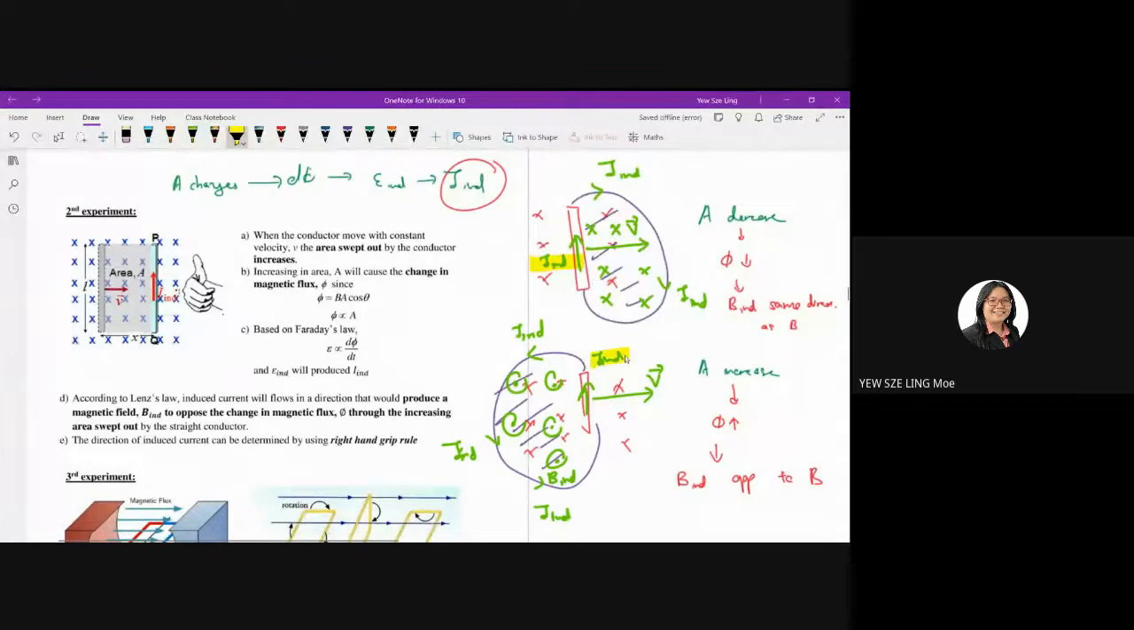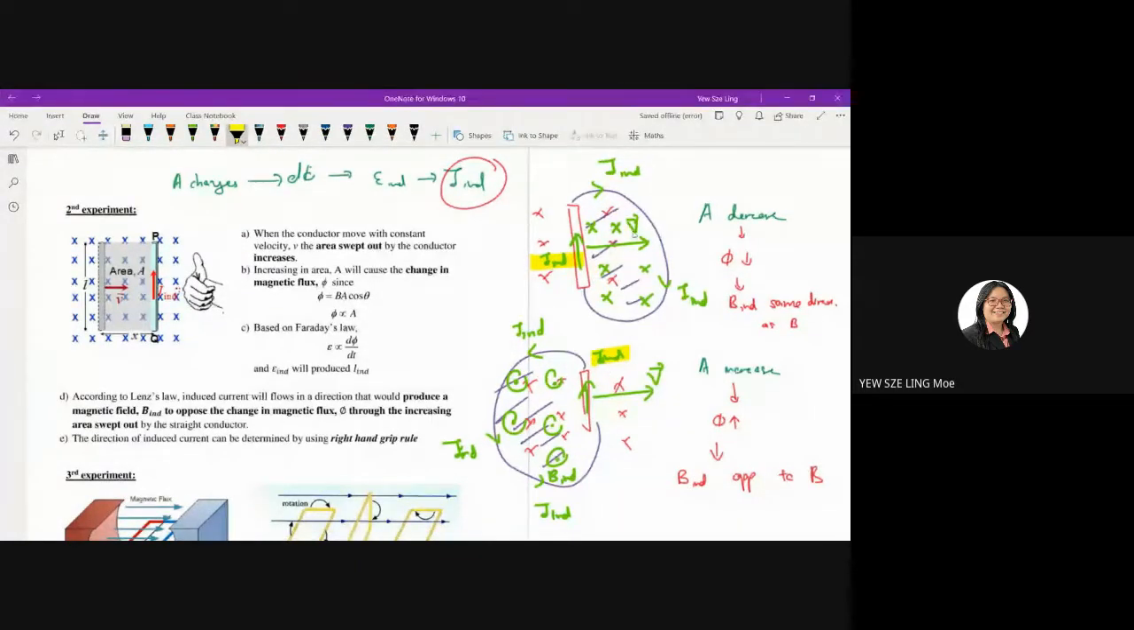Okay, I induced kamu tetap akan menghadap ke arah yang sama. So both of them will give you the same direction. So if you're given just a conductor, then you need to form a complete loop. So increasing the area will cause a change in magnetic flux, and so on.